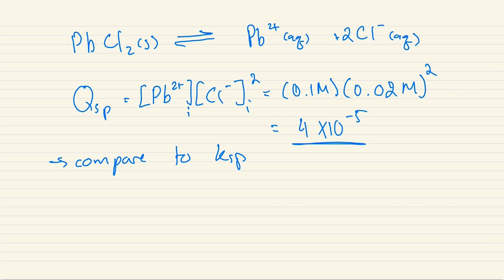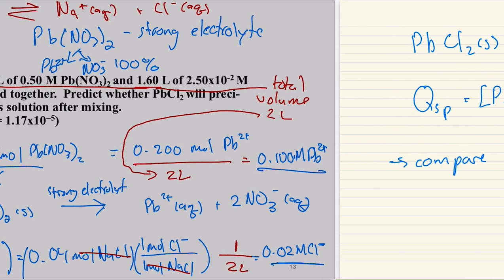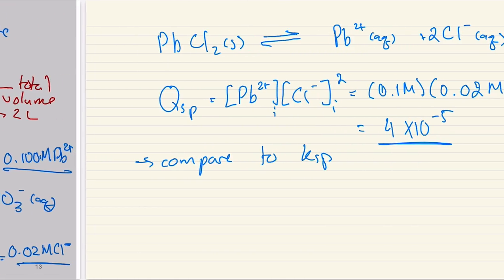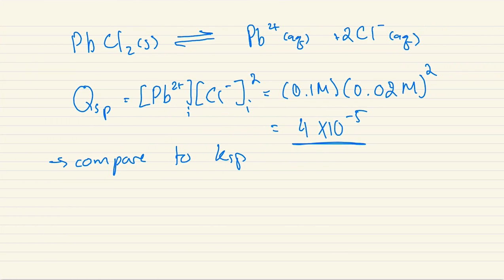All right, that's our value for QSP. And our equilibrium constant was 1.17 times 10 to the minus 5. So which one is larger and which one is smaller here? QSP is larger.